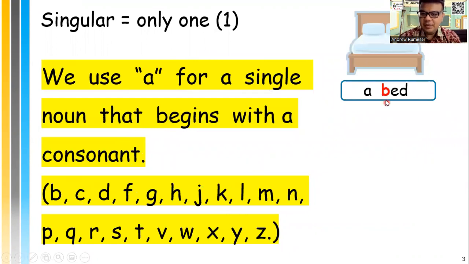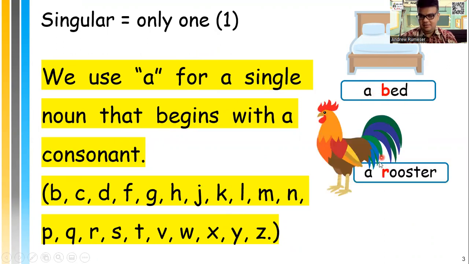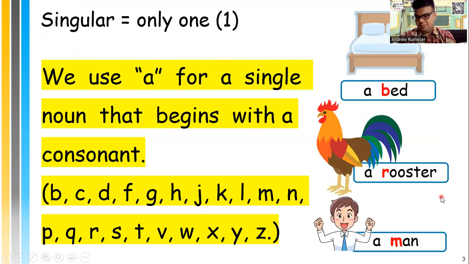So for example, bed, a bed. Bed starts with the letter B. Is it A, E, I, O, or U? No, so we use a bed. What about rooster? Does rooster start with A, E, I, O, or U? No, it starts with an R. So we use a rooster, right?